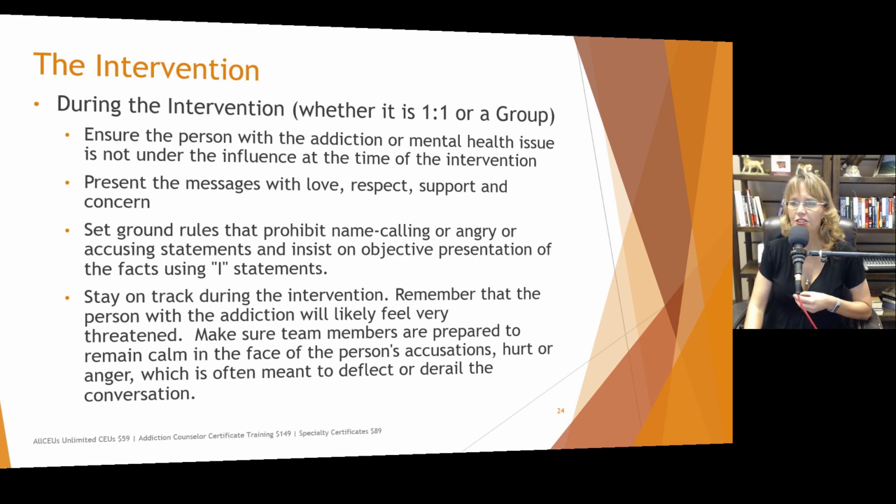Stay on track during the intervention. Remember that the person with the addiction or mental health issue will likely feel very threatened. Make sure team members are prepared to remain calm in the face of the person's accusations, hurt, or anger, which is often meant to deflect or derail the conversation. They've learned that if they can bow up enough, generally people will back down. So it's going to be important to be prepared for that.